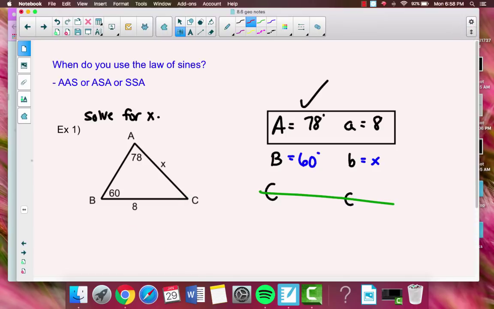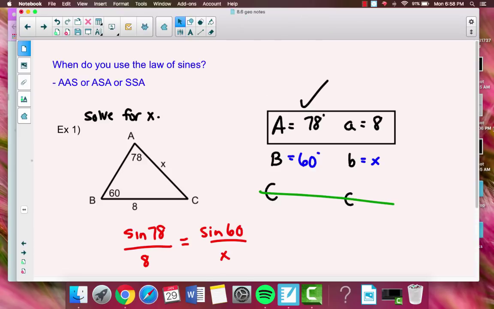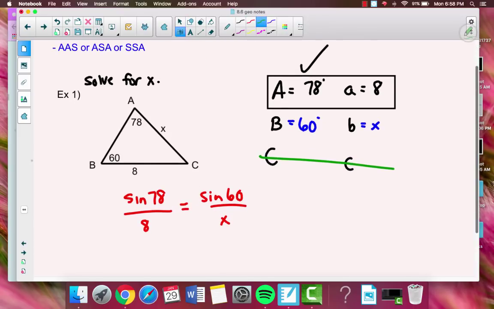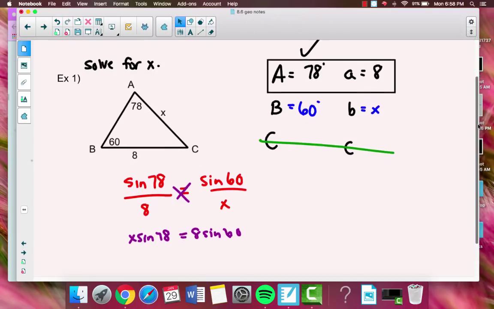So remember our proportion said the sine of the angle A, so sine of 78, over its side, so 8, has to be equal to the sine of angle B, which we just said was 60, over little b, which is the x. And now this is just a nice proportion that we could go ahead and solve by cross multiplying. So if I cross multiply, I get x times the sine of 78 equals 8 times the sine of 60. Now there's a couple different approaches that I would take in this.